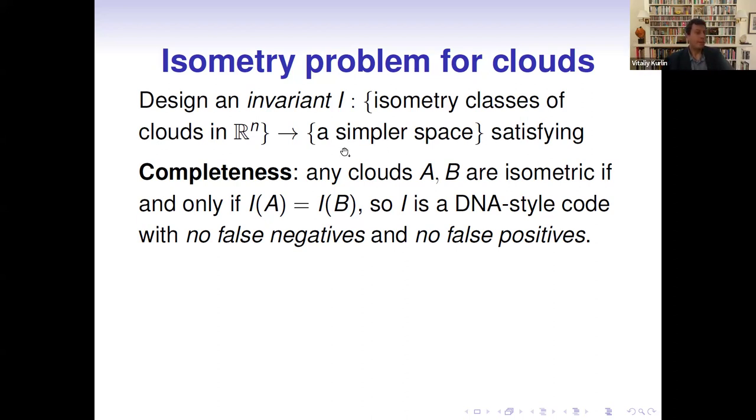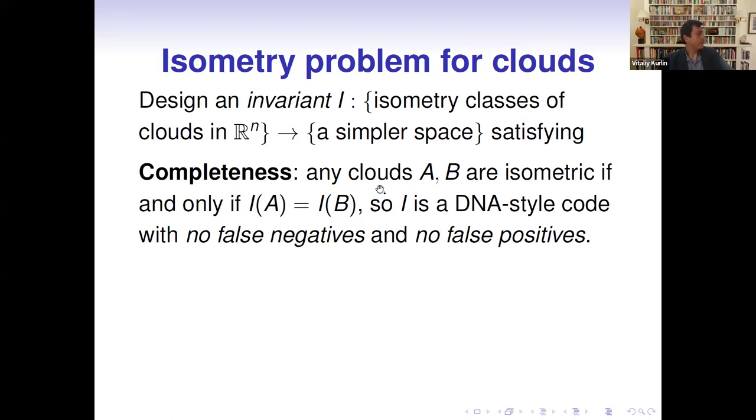But generally, it is not necessarily a vector. It could be a matrix. It could be some more complicated object. But that object should be simpler than the initial abstract space of isometry classes. Otherwise, it wouldn't be interesting. So the first and already very strong requirement for this invariant is completeness. Sometimes it's also called injectivity, or an invariant might be called separating. But I prefer the word completeness and state it in the following form.